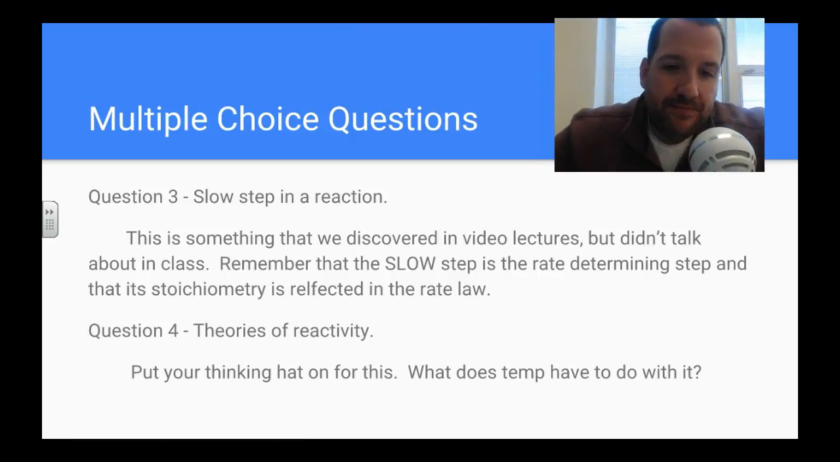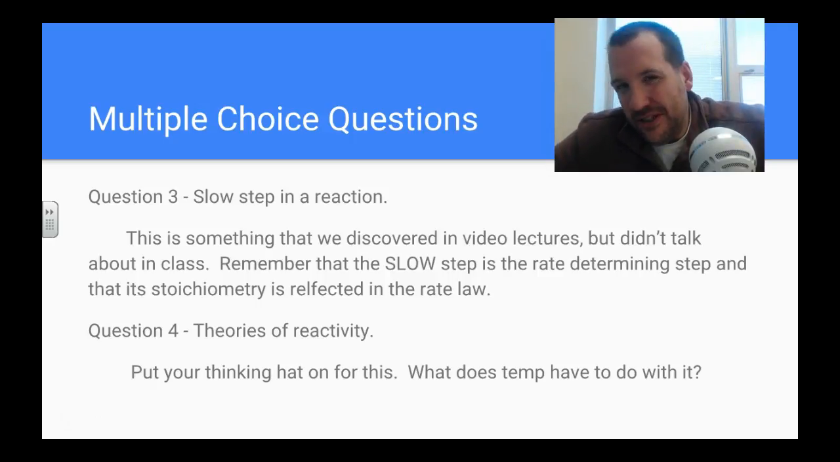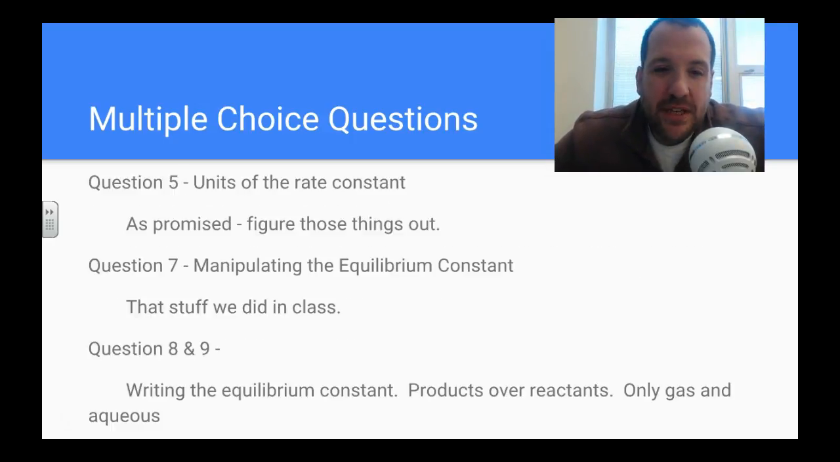Question 4 is theories of reactivity, and has to do with how molecules react. Do you remember collision theory and what the parts of collision theory are? Yeah. Okay, so question 5, I promised that I was going to have a multiple choice question that deals with finding the units of the rate constant.